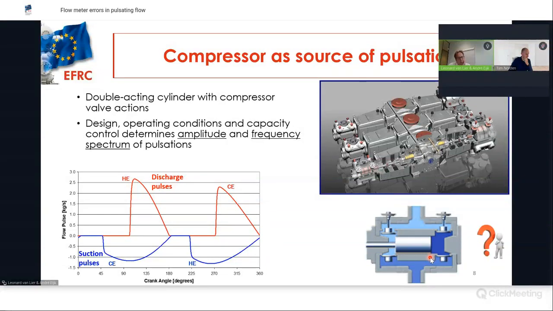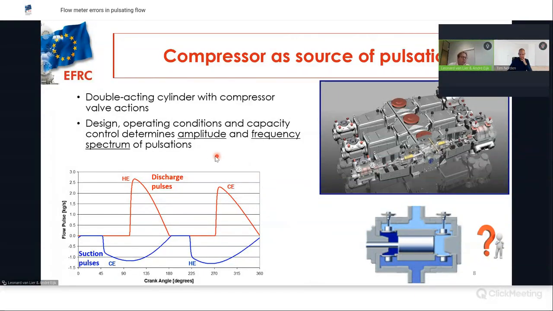The animation is a bit tricky, and that's why I always like to show it, because it suggests that pulsation effects only occur at the discharge side, at the outlet of the cylinder, but that's not true. Also at the inlet of the cylinder, the flow is unsteady due to this reciprocating movement. So pulsations are generated both at the inlet and at the outlet of the compressor.